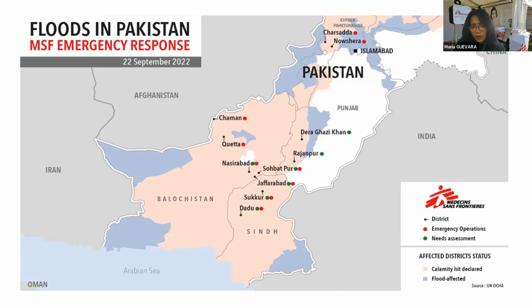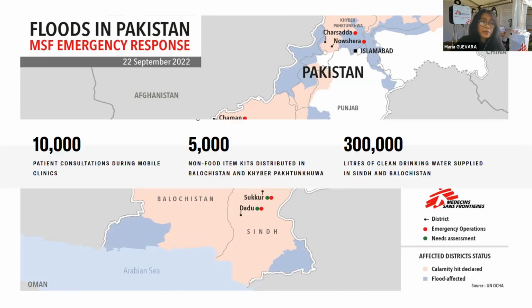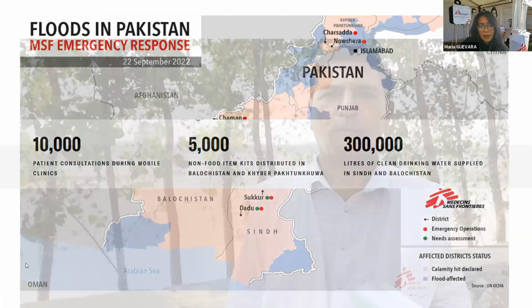What we're seeing is a lot of skin diseases, diarrhea, malaria, eye infections, and much more, with problems with water and sanitation and food insecurity. To date, we've already done 10,000 consultations. We've distributed non-food items, and we've provided clean water through water tanks and filtration. The thing is, maybe it's better for me to show you a video where we recorded our staff and what they've seen. And let me just play that.